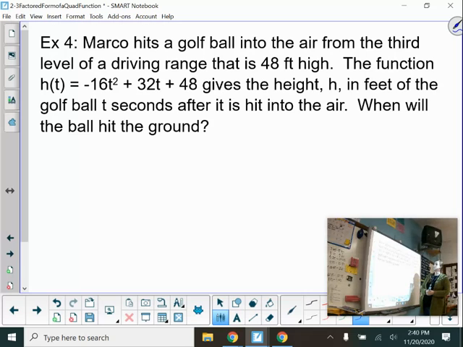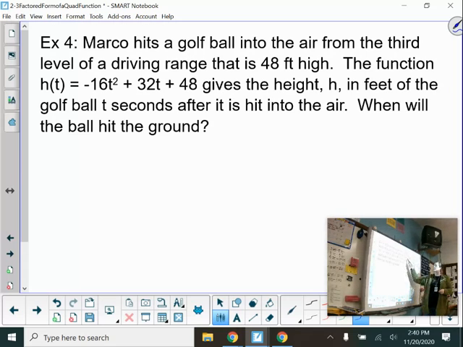So we're picking up with this word problem. We have Marcos hitting a golf ball in the air from the third level of the driving range. It's 48 feet high. We have a function that's going to give us the height h in feet of the golf ball t seconds after it's hit into the air. And we want to know when it hits the ground.